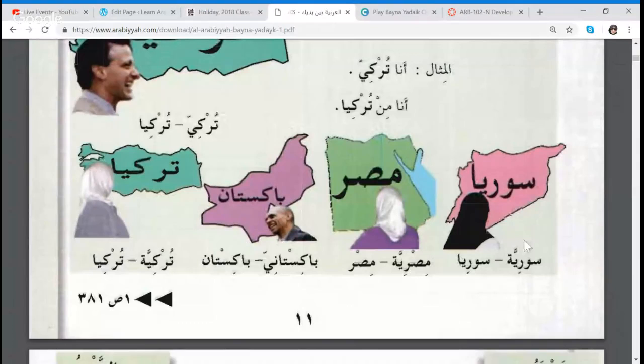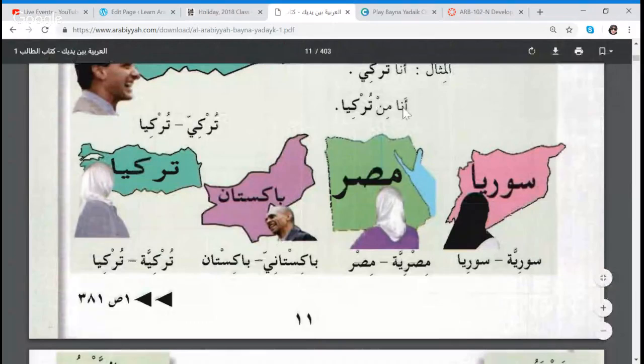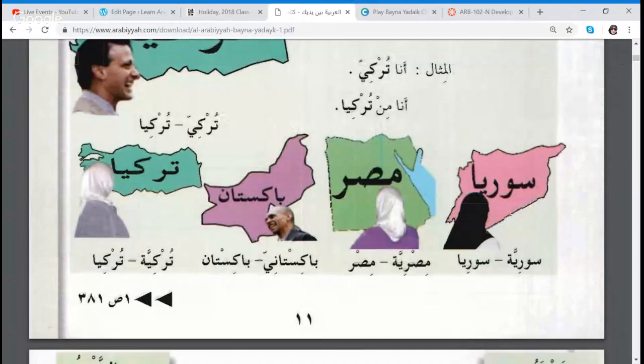So we'll start with Suriya. Ana min Suriya. No, let's listen again. Look at the example. Remember, with the nationality, you don't need min. So you say Ana Suriya, and then you use min when you say I am from Syria: Ana min Suriya. Try that one again. Ana Suriya. Ana min Suriya. Good. And the next one.